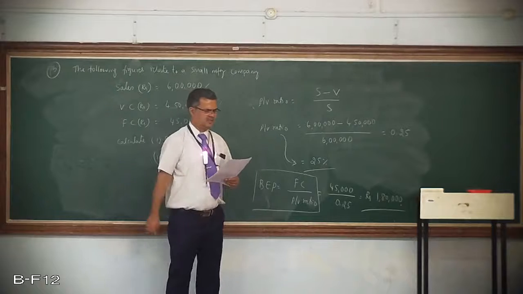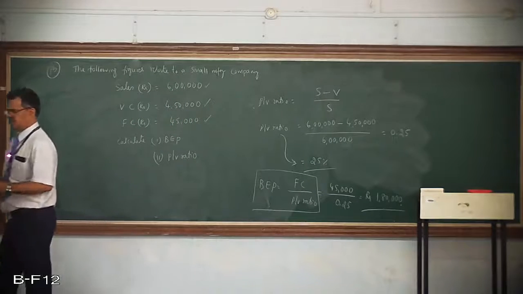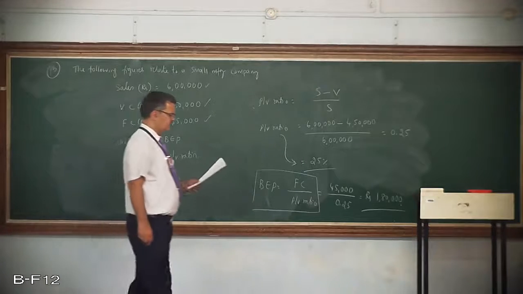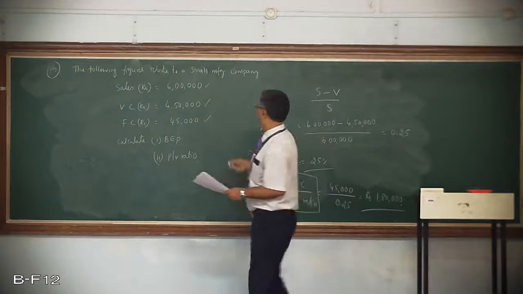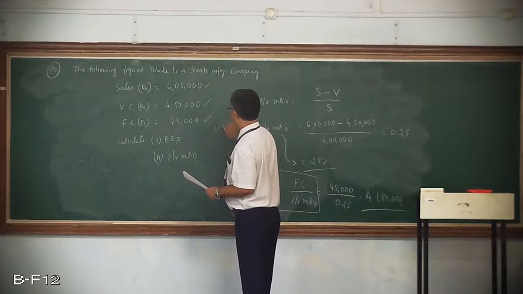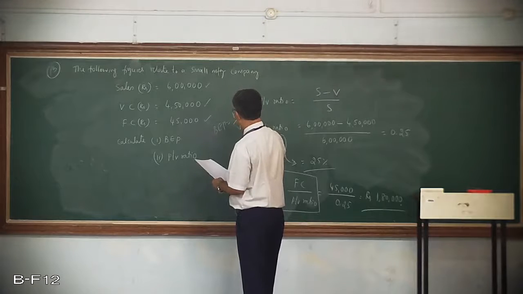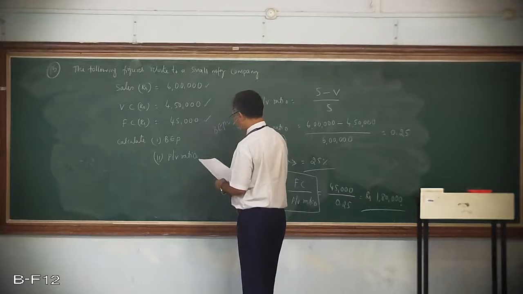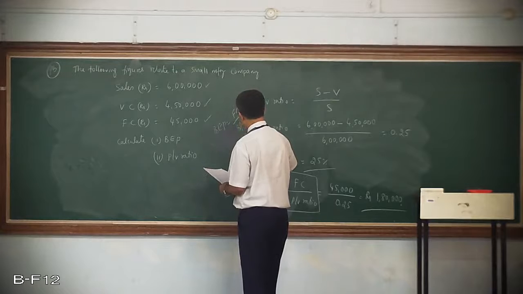Say, for example, there is a simple problem: given fixed cost of rupees 20,000, variable cost rupees 4 and sales price rupees 8. So BEP is directly given by fixed cost divided by selling price minus variable cost. Fixed cost is 20,000 and selling price minus variable cost is 8 minus 4. So the answer is 4,000.